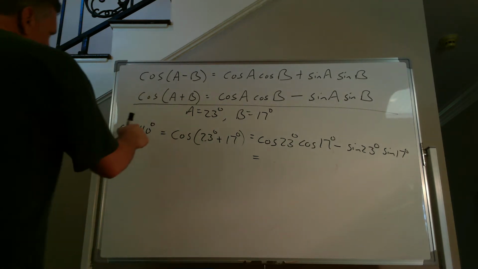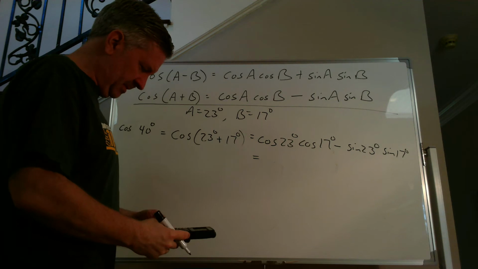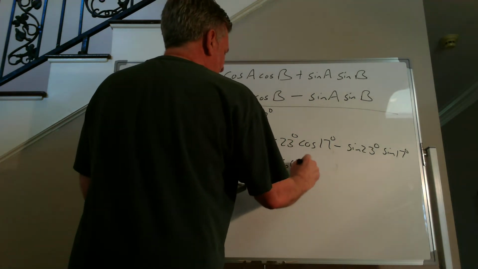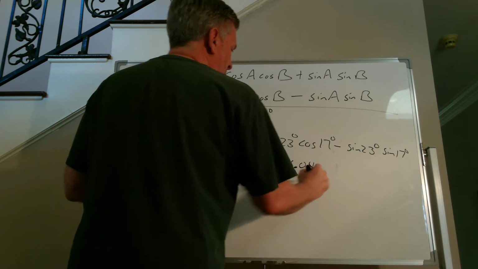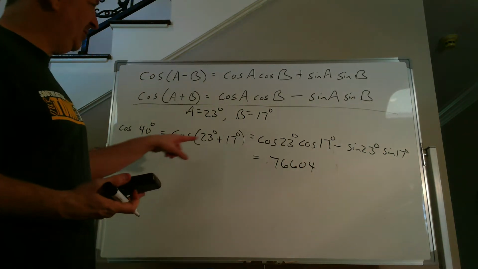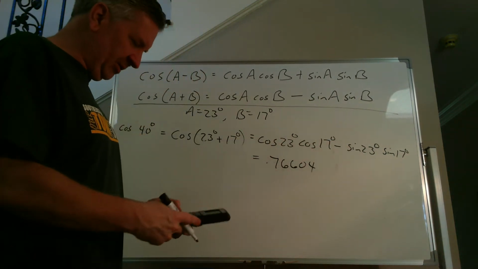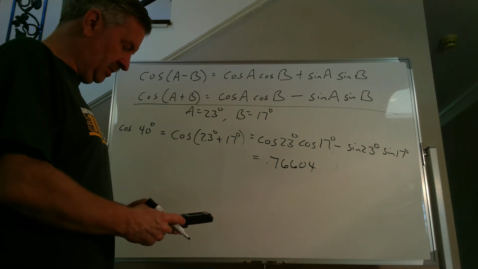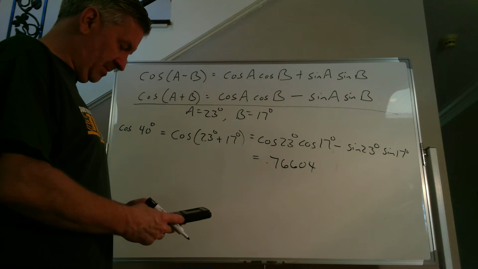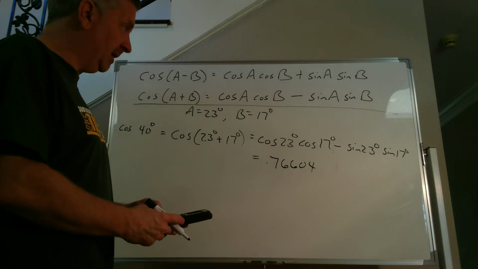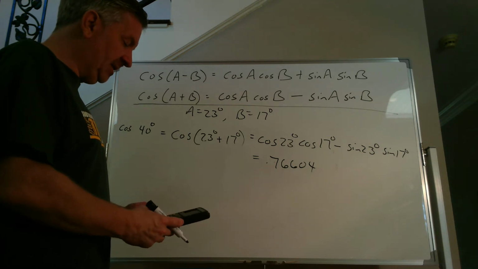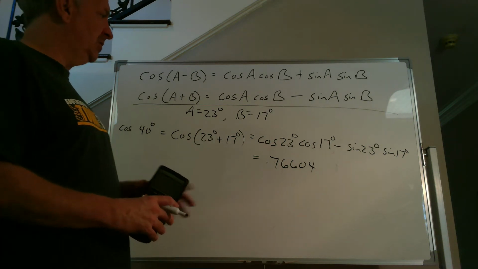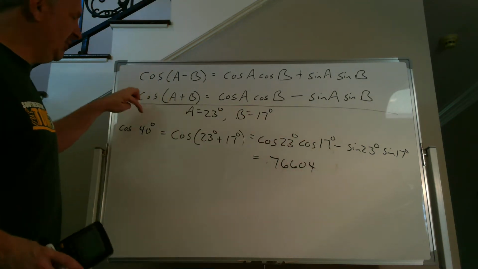So if I take the cosine of 40, I get 0.76604. And that should be the same as if I type this expression in: cosine 23, cosine 17 minus sine of 23, sine of 17. And I got the same thing, which you should. So this is equal to the same as cosine 40.